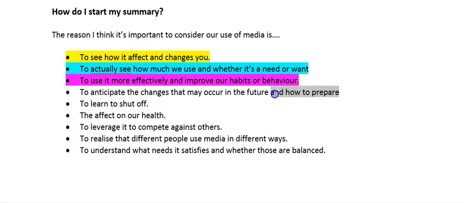Looking at our use of media can also allow us to anticipate or predict what changes might still appear in the future. And how do we prepare for these changes? If technology is rapidly improving, and technology is the designated medium to get these messages across, how do we prepare for it? Do we need to upskill ourselves in our use of technologies? Do we need to be more aware that this is how people will communicate?